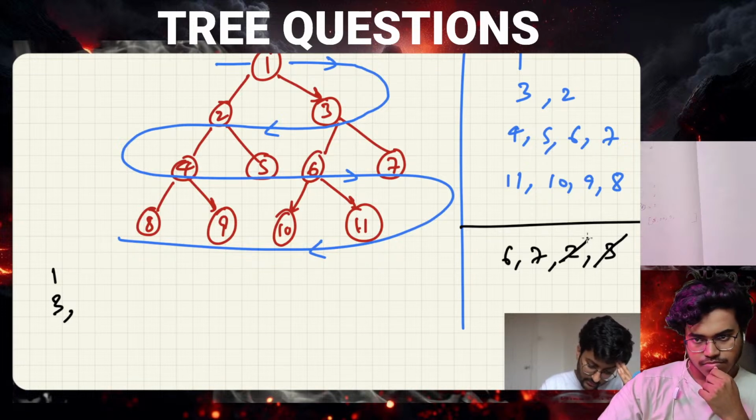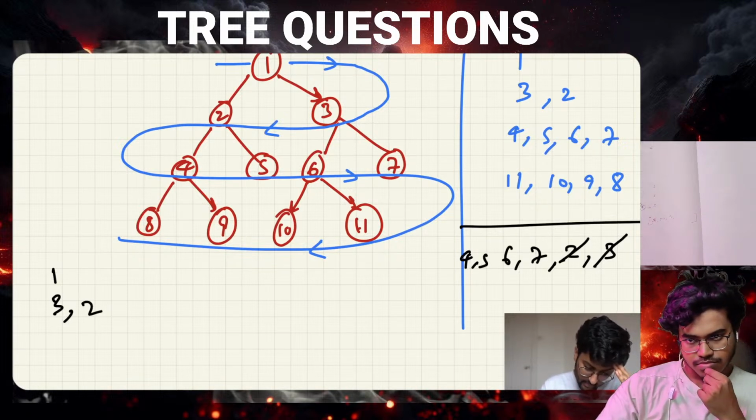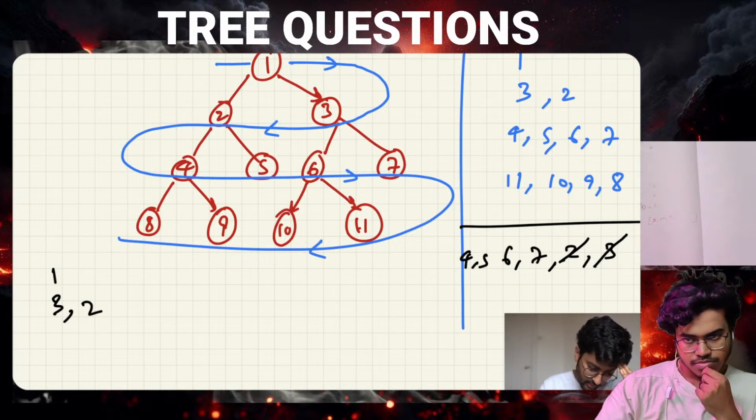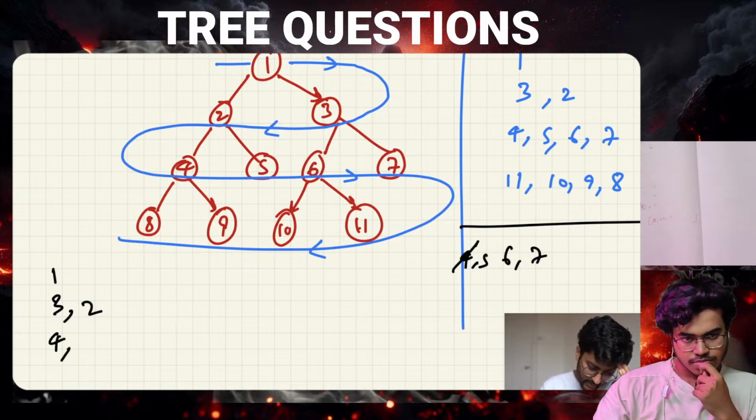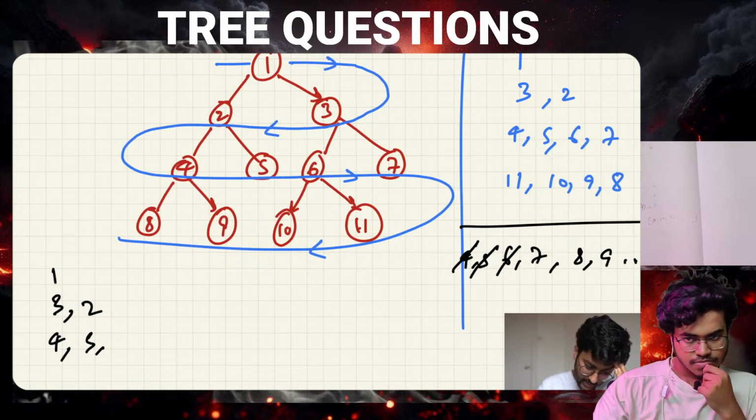I will add 6 and 7 here, then I will remove 2, 2 will be printed, and I will add 4 and 5 here. Now I'm in the regular order again, so I will remove 4 normally, 4 printed, I will add 8 and 9, so on and so forth. 5 removed, I will add nothing. 6 removed, I will add 10 and 11. 7 removed, I will add nothing.